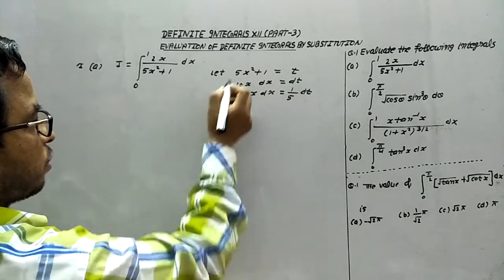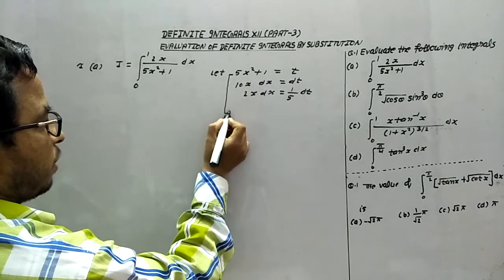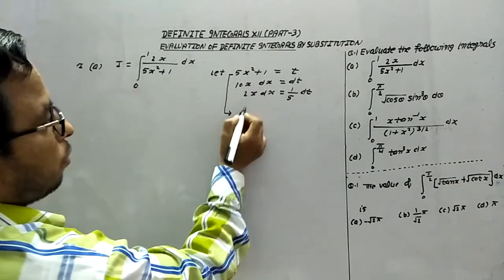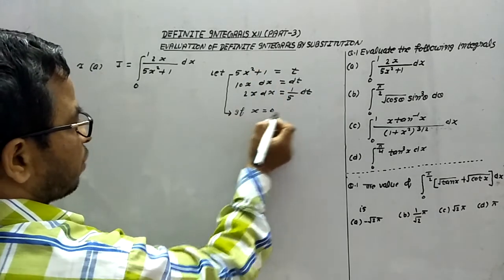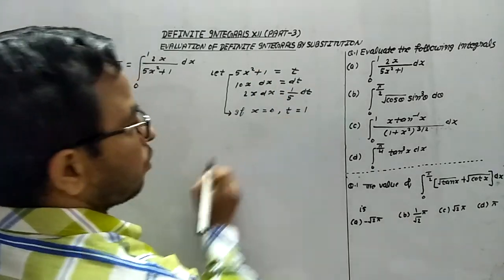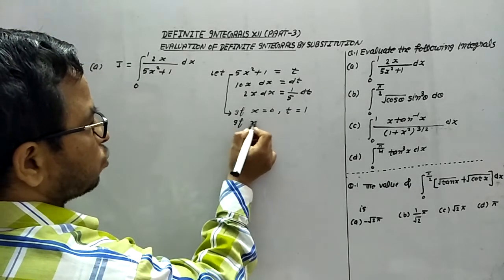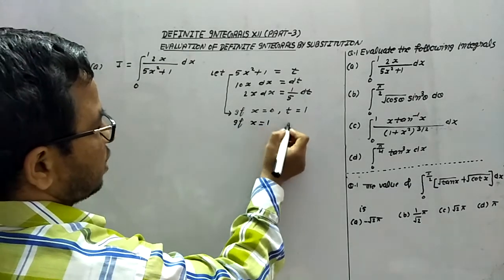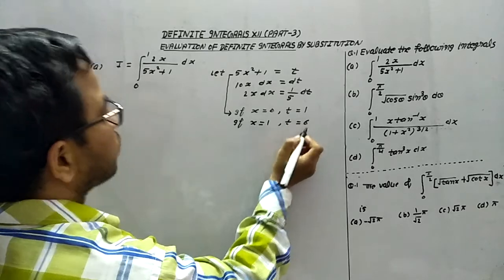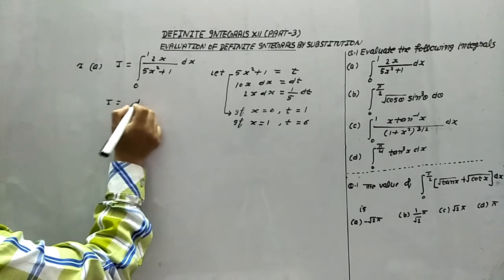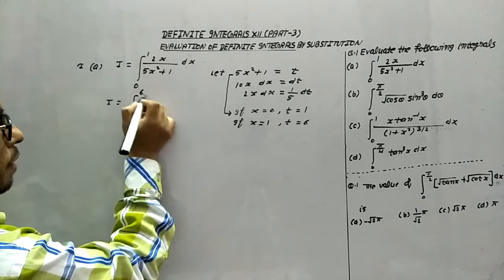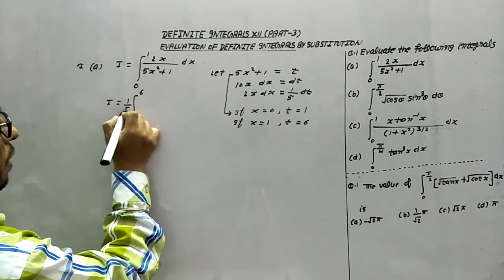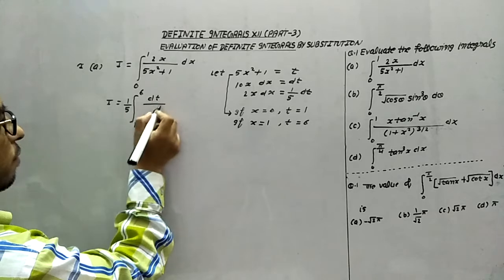Now once we are doing the substitution, we have to change the upper and lower limits also. For this case, if x is equal to 0, then from this part what is t? t is equal to 1 only. And if x is equal to 1, what is t? t is equal to 6 only. It means our portion is transformed into the integral from 1 to 6 of 1 upon 5 dt upon t.